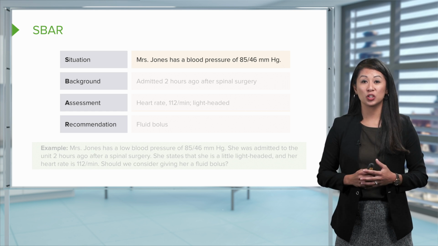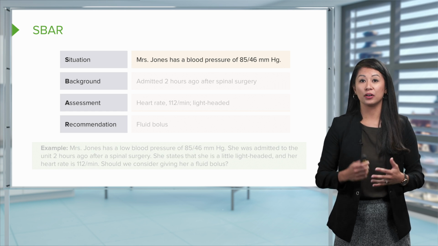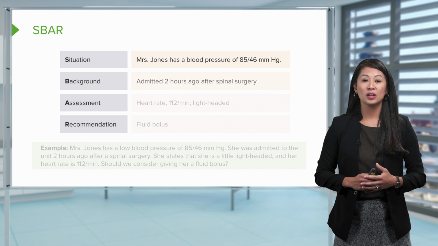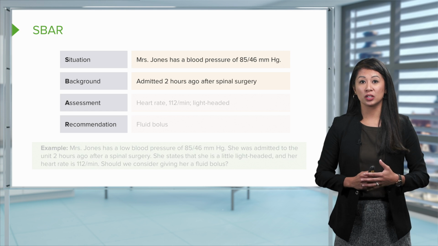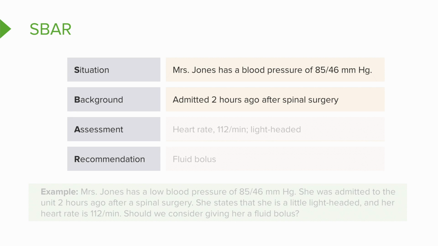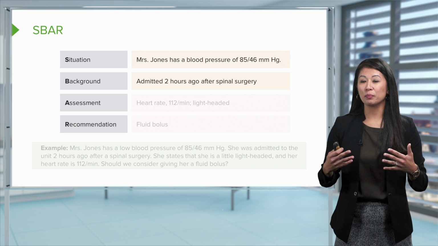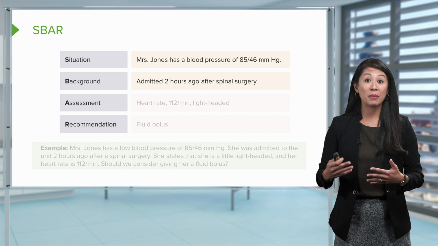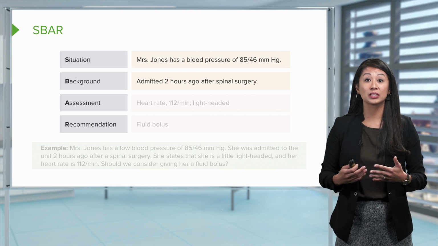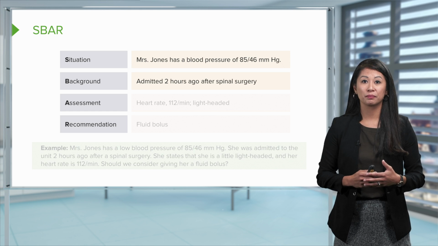So here is the situation that we're communicating to the healthcare provider. Also, it's great for the physician to know the background information: they were admitted 2 hours ago after a spinal surgery. The reason this information is important is that some of those other pieces of the patient case can make a difference in the healthcare provider's decision on how they treat.